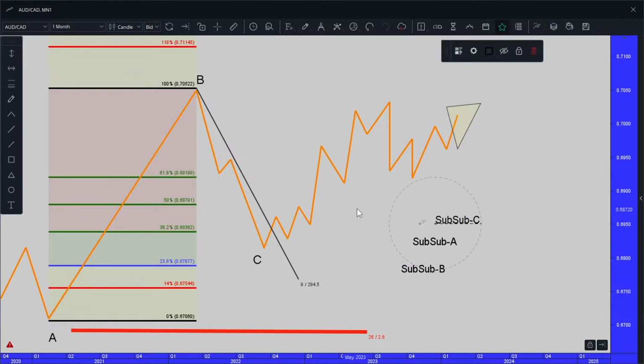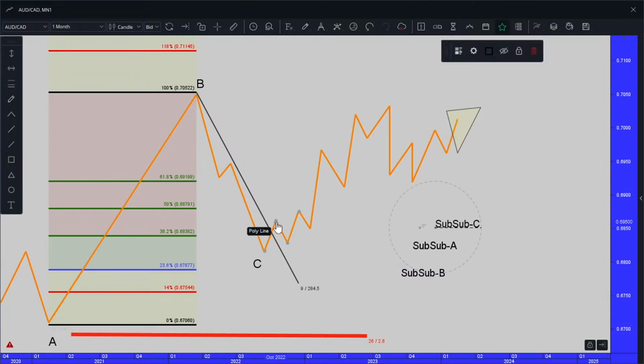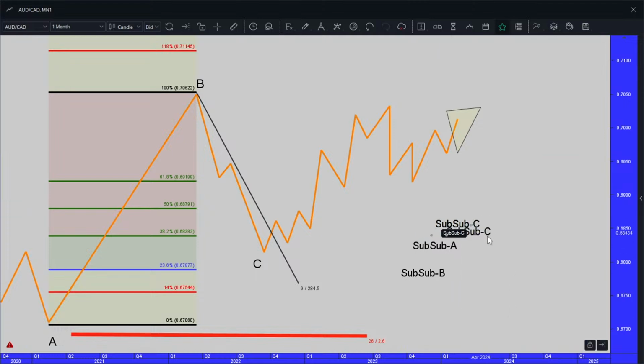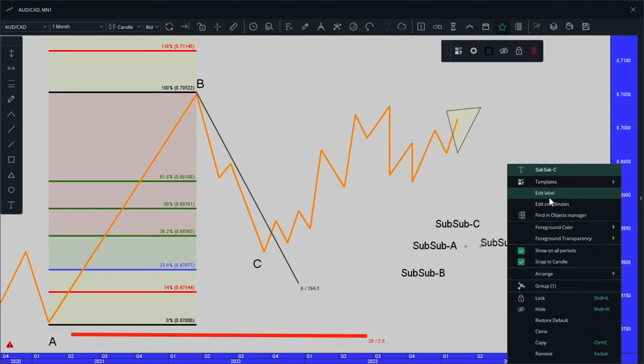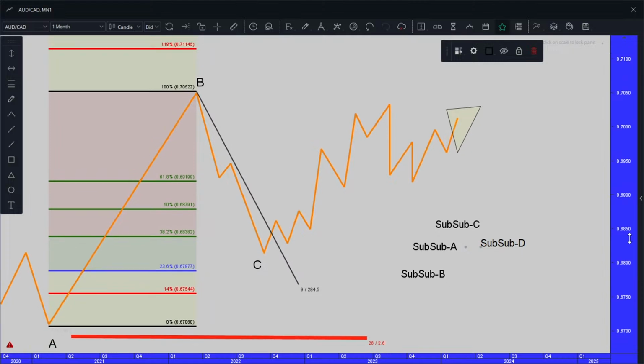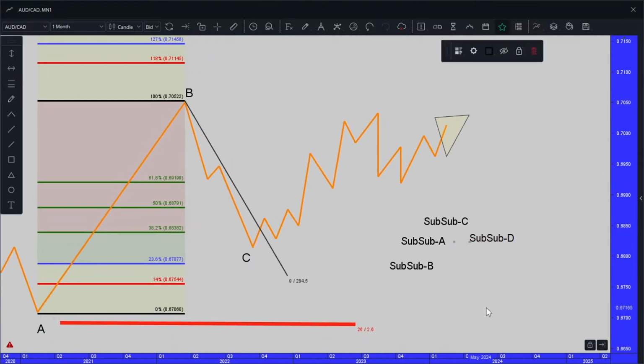Alright, I promise you, you're going to like, even love the Fibonacci of the confirmation. Sub A, sub B, sub C one more time, clone, and right click, edit label, sub D. Alright, now we are using the Fibonacci of the confirmation to confirm the direction from the original Fibonacci.